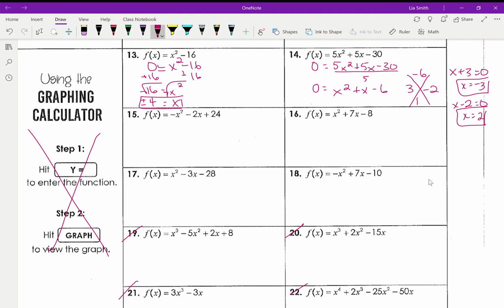All of these here can be factored. Be sure that if you have a negative out front, you're dividing by -1 to act as your GCF. So go ahead and pause the video and continue to do those problems.